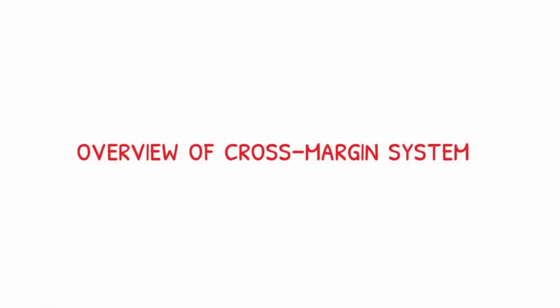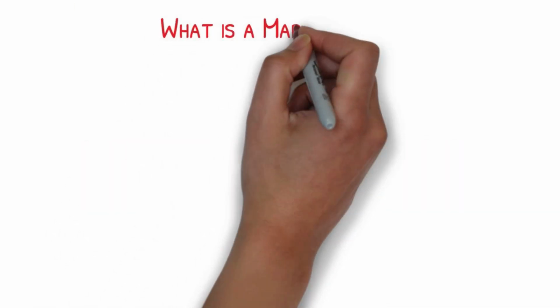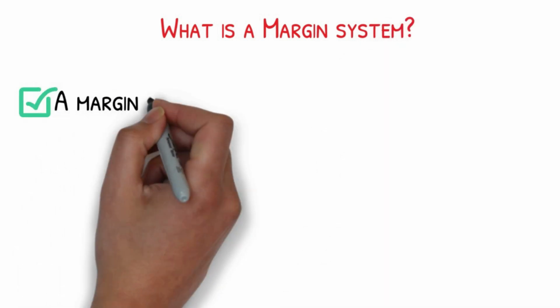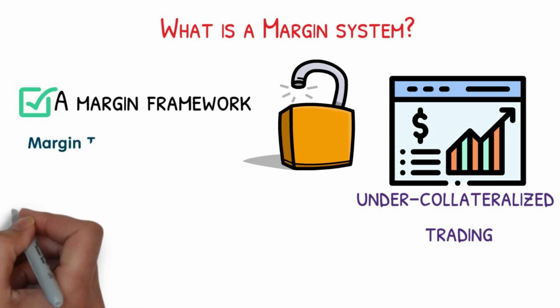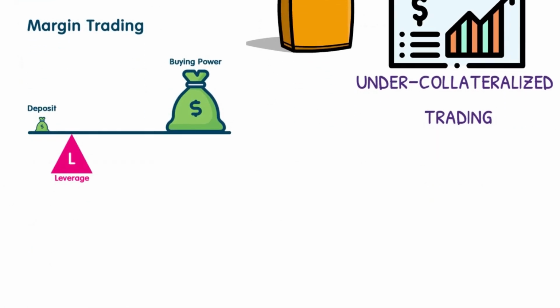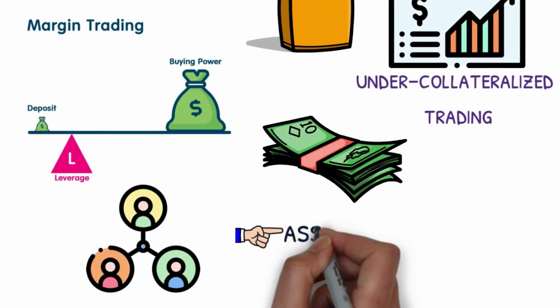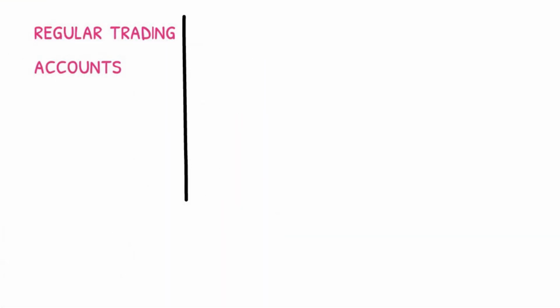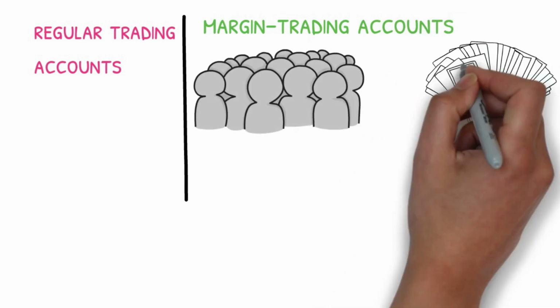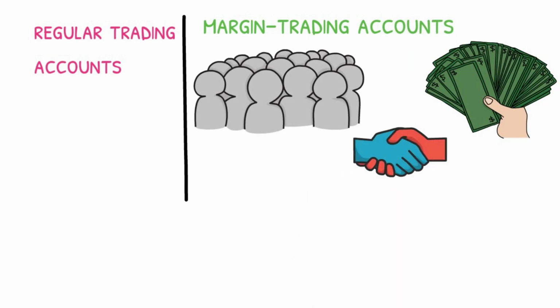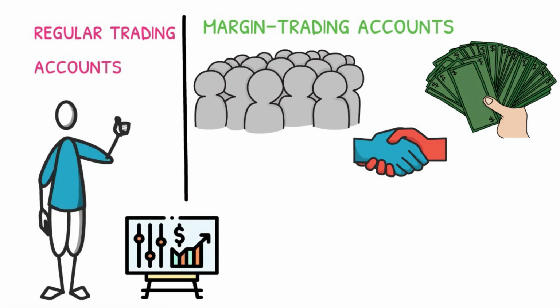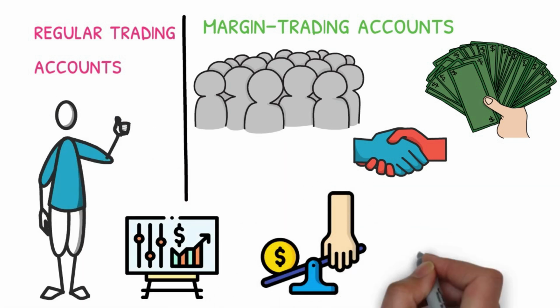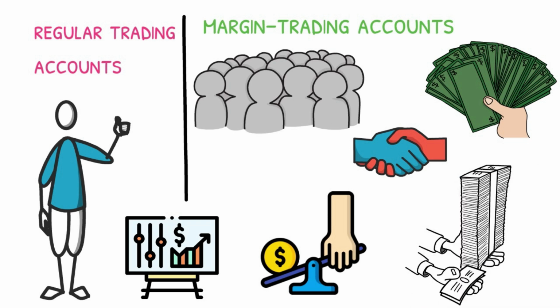Overview of cross-margin system. What is a margin system? A margin framework unlocks the world of under-collateralized trading. Simply, margin trading is a way of using funds provided by a third party to conduct asset transactions. Compared with regular trading accounts, margin trading accounts allow traders to obtain more funds and support them in using positions. This is super desirable in the trading world, as it allows users to effectively apply leverage and use their capital in a much more efficient way.